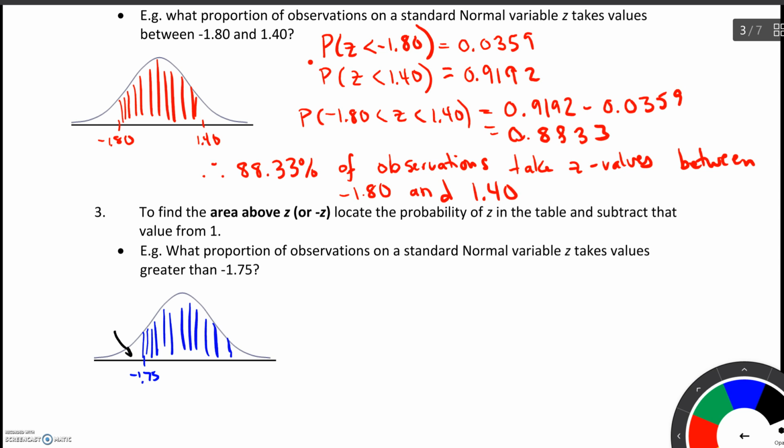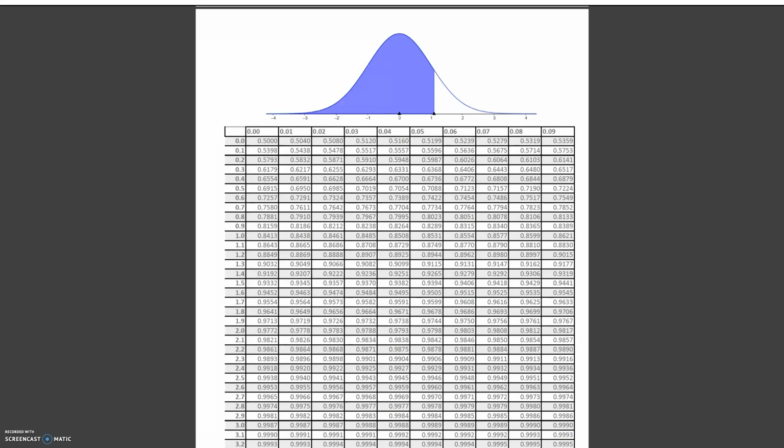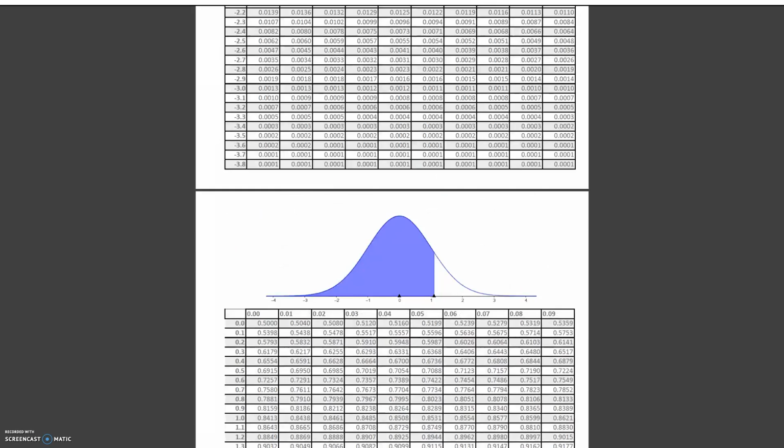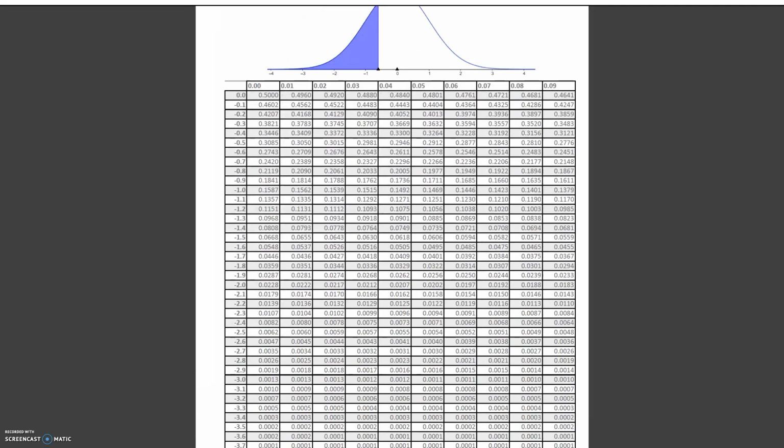What's given on the table is that left tail over there. So in the Z table, when I look up a score of negative 1.75, I get the probability that Z is less than negative 1.75. When you look that up, you get a value of 0.0401.